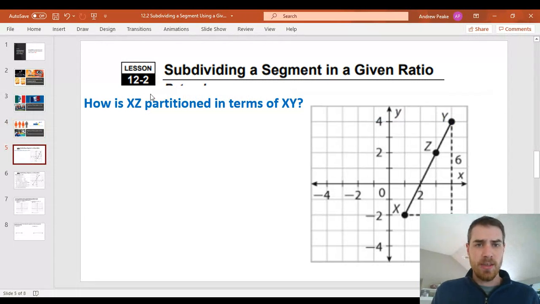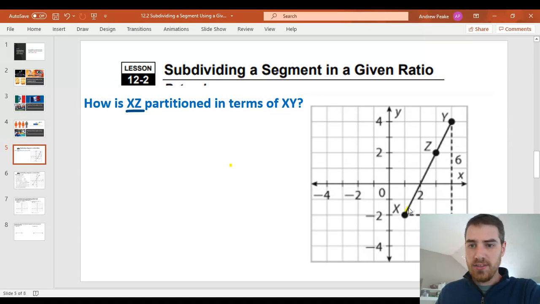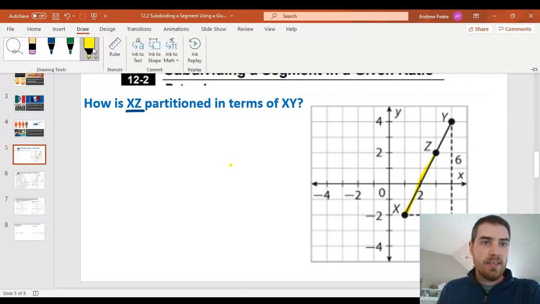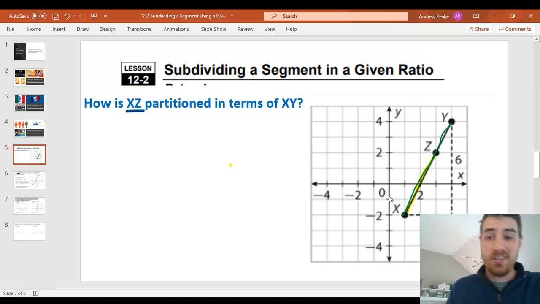All right, so let's look at some examples where we're going to use this in this class. But that's partitioning in a nutshell and where you've seen that in real life with different things. Here, we're going to use this mostly for finding segments when we're given a ratio. In this case, I don't have the ratio, but I'm going to try to figure out what it is. So how is xz partitioned in terms of xy? In this case, xz is right here, and xy is the total, the whole thing, if I were to go all the way from x to y. So how long is xz in terms of this entire segment?